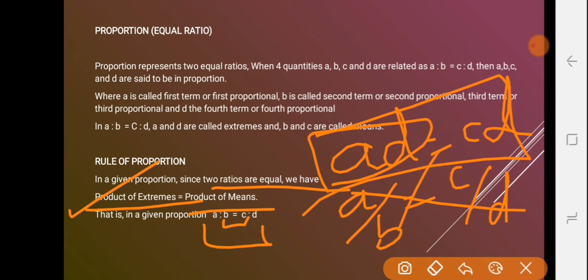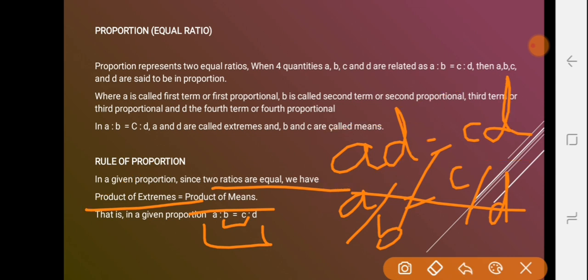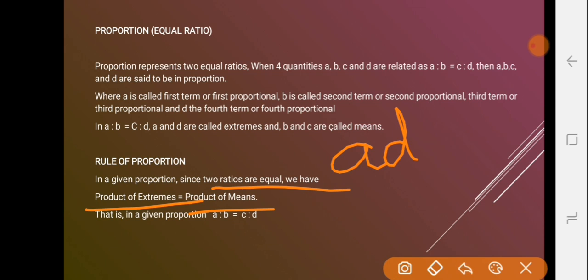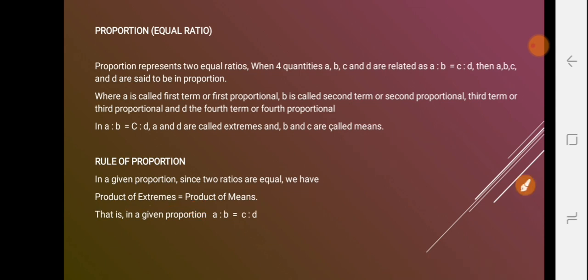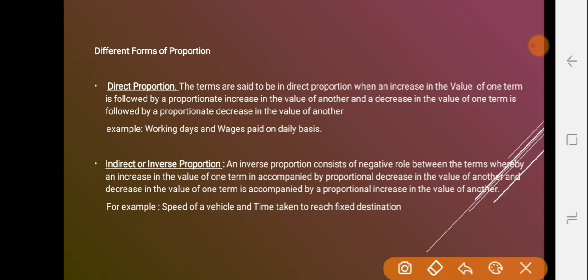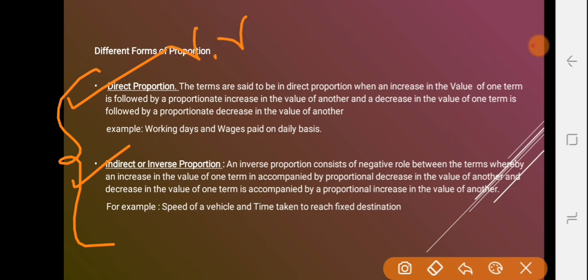Here also we have different forms of proportions. So let us move on to the next concept, that is different forms of proportions. Under different forms, the very important forms are direct proportion and indirect proportion. Based on these two concepts we are working out the sums, and this is very, very important from the examination point of view, people.